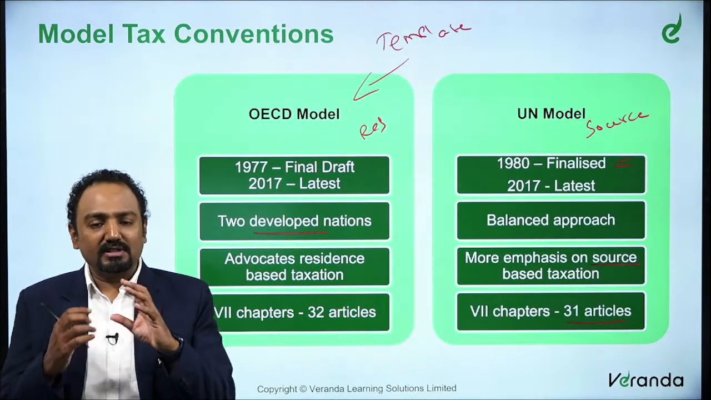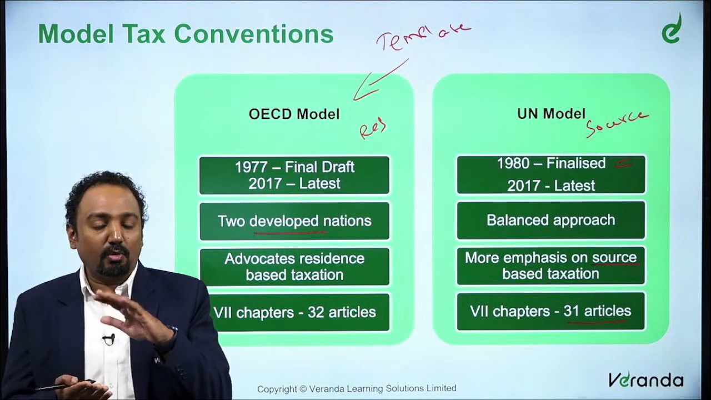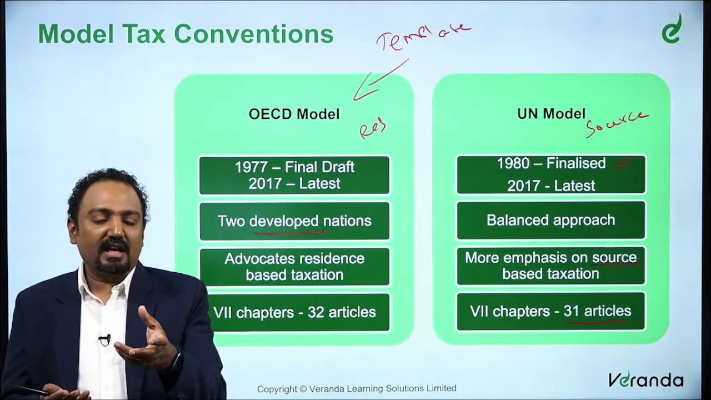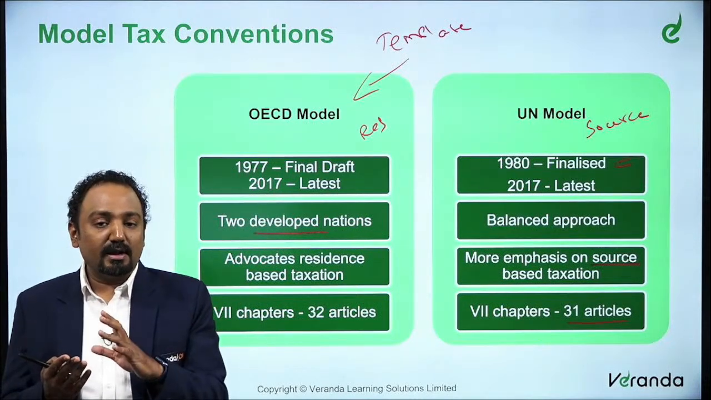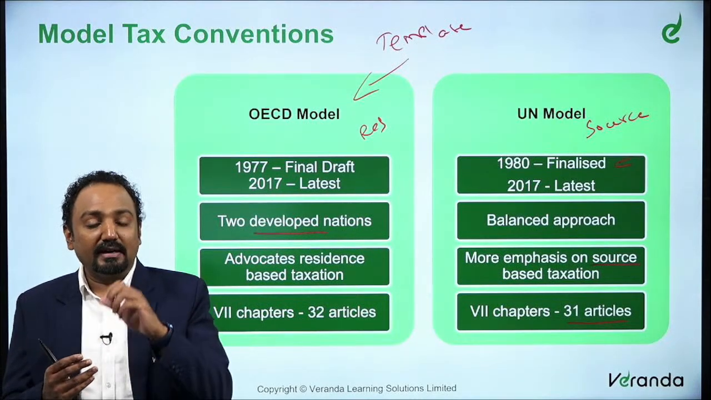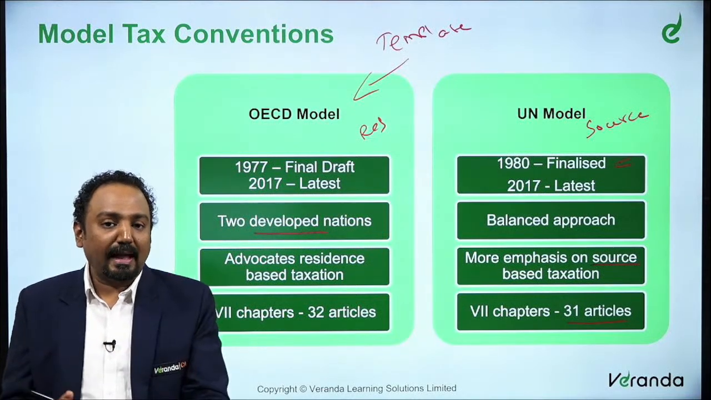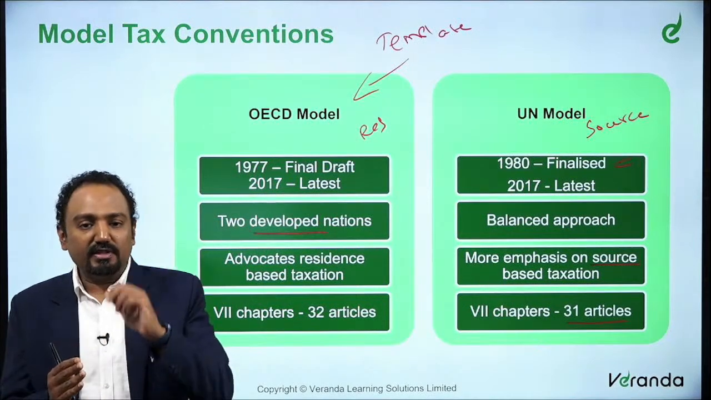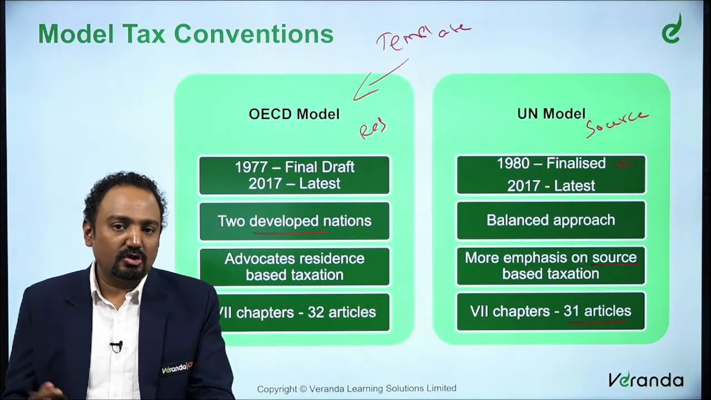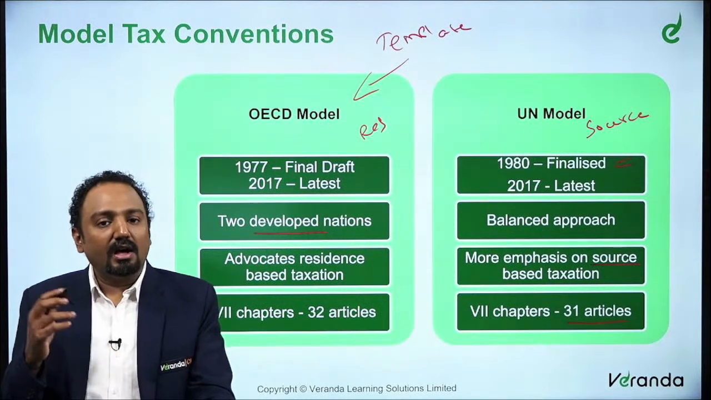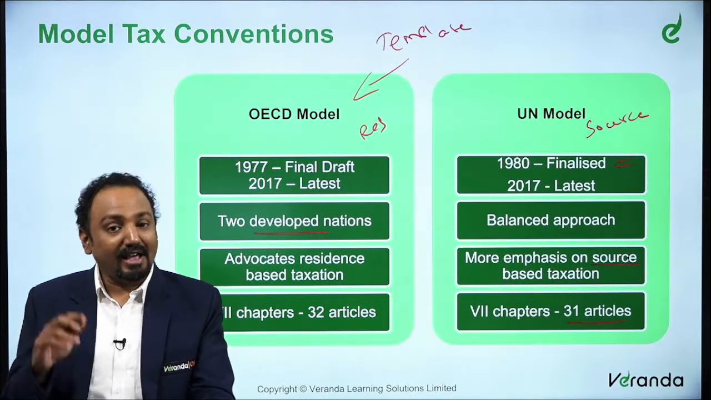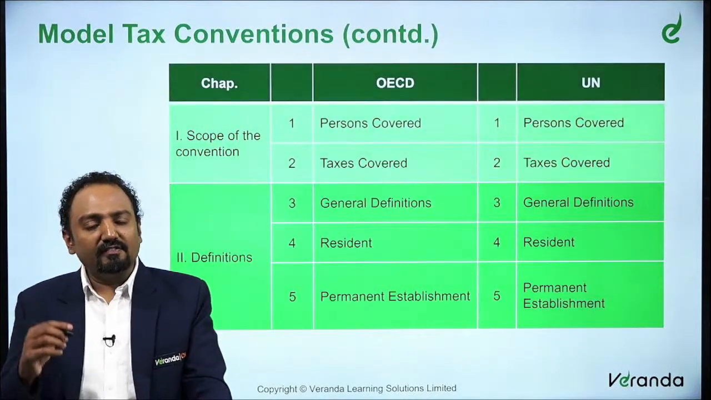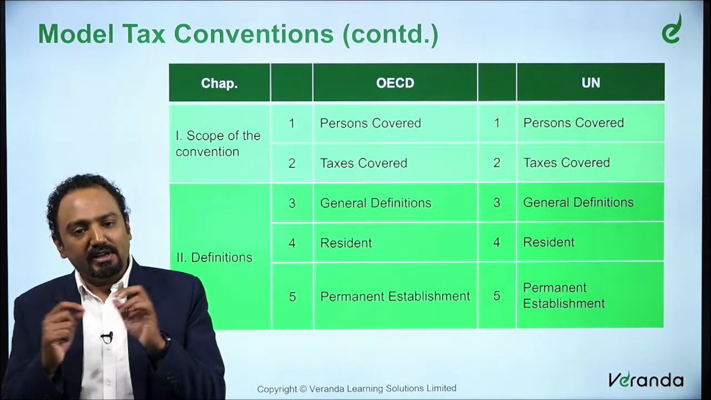For example, one chapter will talk about definitions, and each definition will be called an article. Similarly, one chapter will be about taxing capital gains, capital transactions and other things. All these are broadly called chapters, and each of them under the chapter is segmented as articles. So the OECD has 7 chapters and 32 articles, whereas the UN model also has 7 chapters but 31 articles. Now we will see each one of these. We will just try to briefly explain.